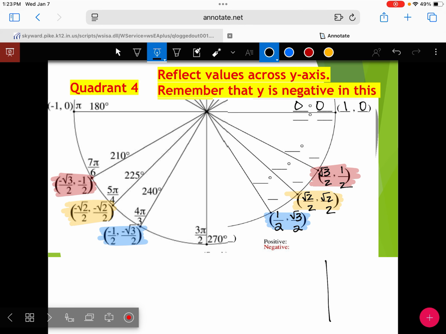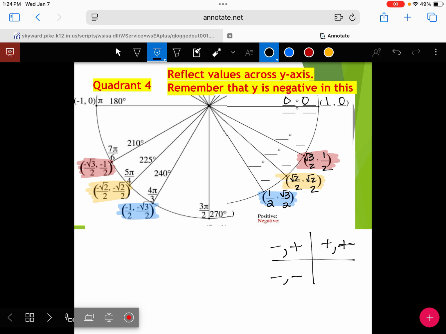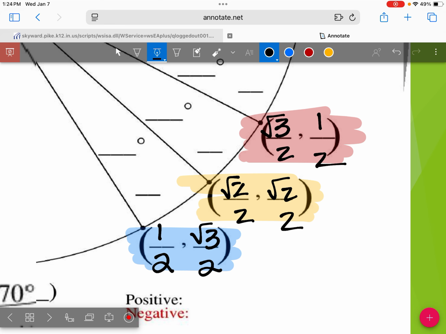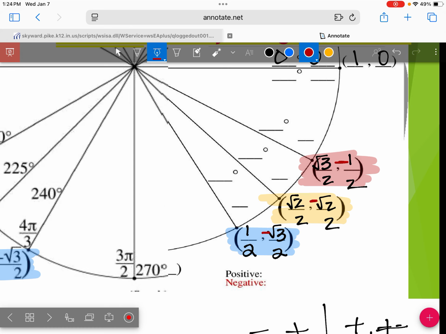All right, we're in the last one. So quadrant 1, they're both positive. Quadrant 2, x is negative. Quadrant 3, they're both negative. Okay, what about quadrant 4? What are my signs in quadrant 4? Positive, negative. So I want you to put a minus sign in front of y only. Put a minus sign here, here, and here. Only the y's are negative in quadrant 4.